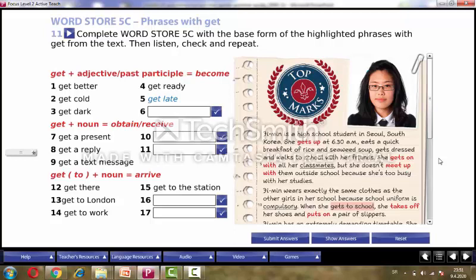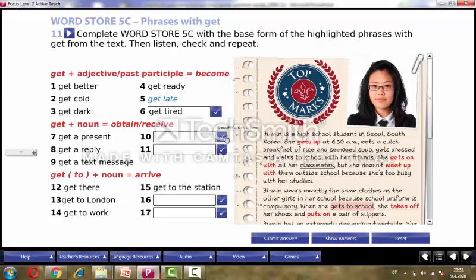Word Store 5C, exercise 11, we should discuss the 3 groups of phrases with get. The first one, get plus adjective or past participle, and then the phrase has the meaning become, like get better, get cold, get dark, get ready, get late, and the one from the text, get tired. Okay? The second group, get plus noun, has the meaning obtain or receive, dobiti. Get a present, get a reply, get a text message.